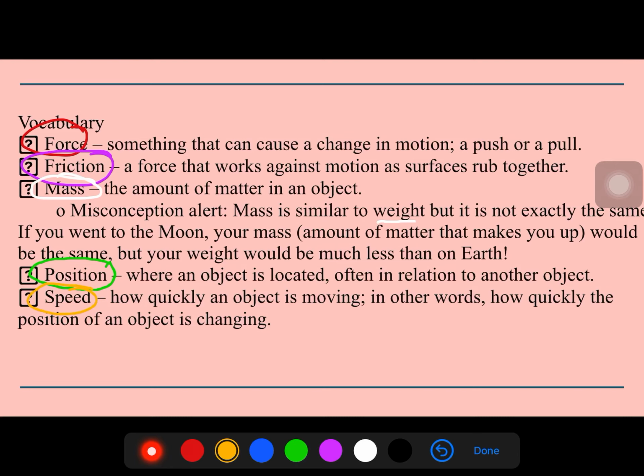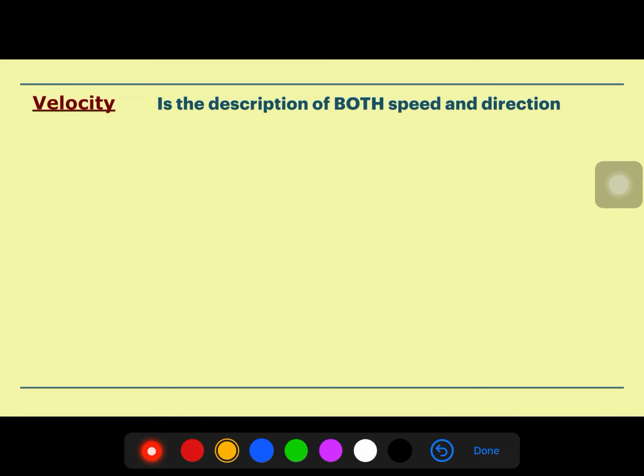And finally, the word we looked at a lot last week, the speed of an object, that's how quickly it's moving, or how quickly it's changing position. So those are our words that are really big in the Gizmo, and it's what this whole unit is about.